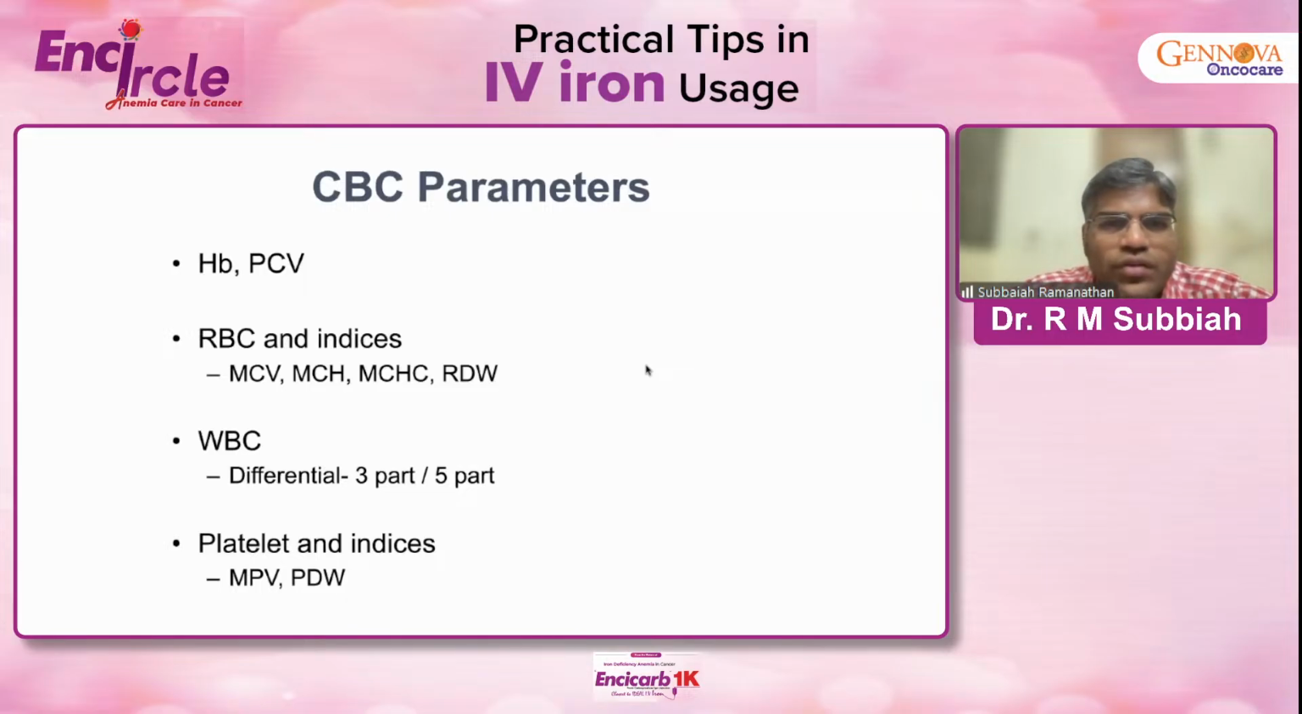So this is well known. CBC parameters: hemoglobin, hematocrit or packed cell volume, red cell indices, that is mean corpuscular volume, mean corpuscular hemoglobin, mean corpuscular hemoglobin concentration, and red cell distribution width. From the white cells, you have the differential population of white cells, that is three-part and five-part. Three-part is neutrophils, lymphocytes, and mixed cells. Five-part is neutrophils, lymphocytes, eosinophils, basophils, and monocytes. And platelet indices, similar to red cells: mean platelet volume and platelet distribution width.